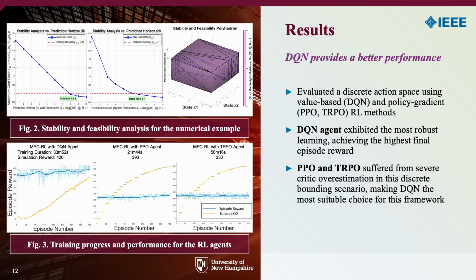And in Figure 2, you can see our stability and feasibility analysis for our simulation example. We can find the safe bound for the prediction horizon N_P and for the matrix Q and R as well.